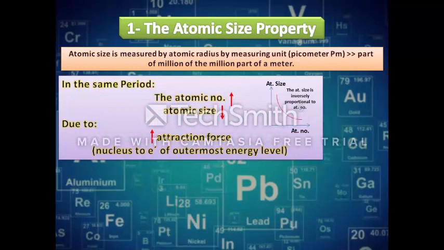In periods, by increasing the atomic number from left to right, the atomic size decreases due to the increase of the attraction force between the positive nucleus and the outermost electrons. The atomic size for elements of the same period is inversely proportional to the atomic number.